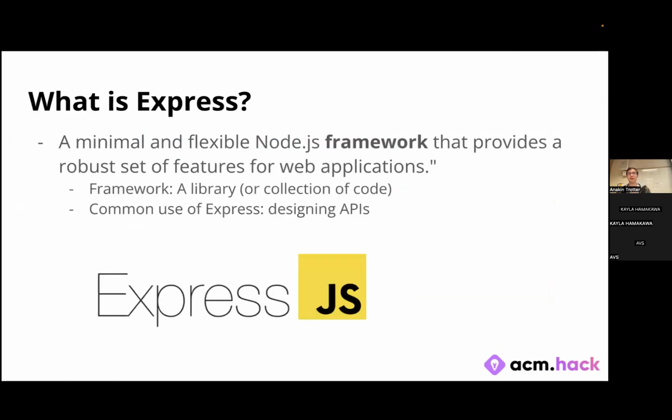Next, in order to develop our web server, we're going to be using a framework called Express. So Express is a minimal and flexible Node.js framework that provides a robust set of features for web applications. And a framework is just a library or a collection of code. So pretty much we're going to be using code that someone else wrote in order to speed up the development of our own API. And that is the most common use of Express, which is designing APIs.